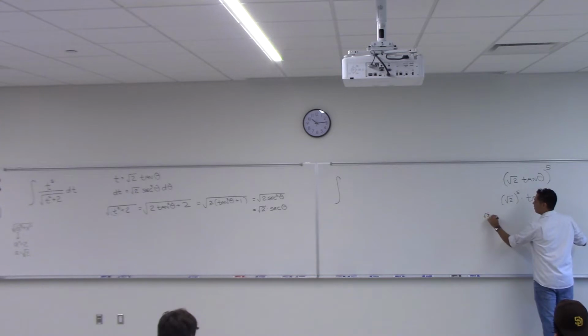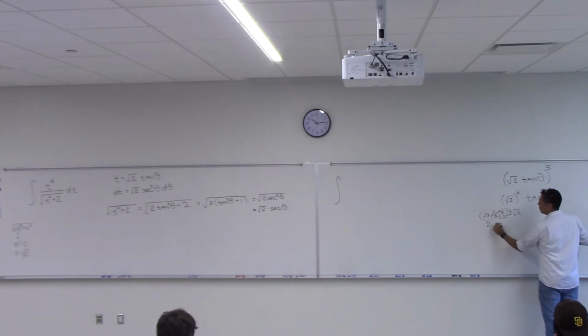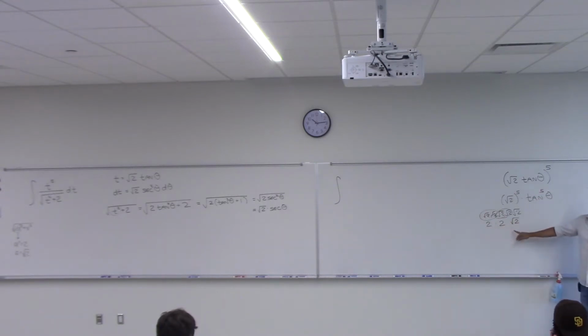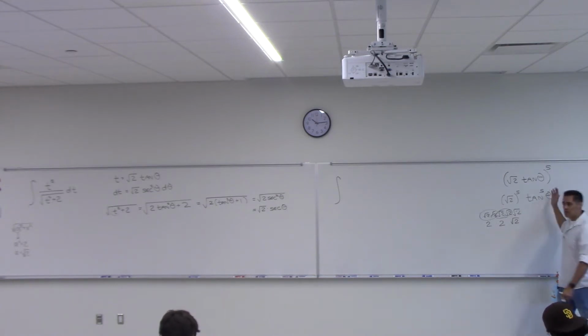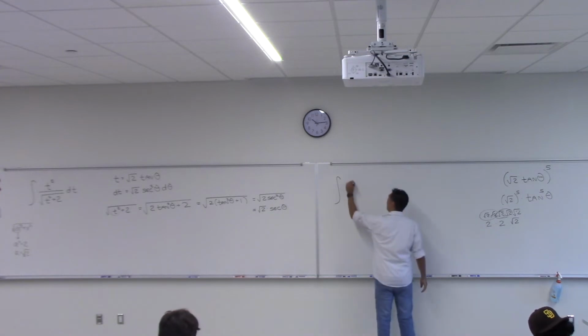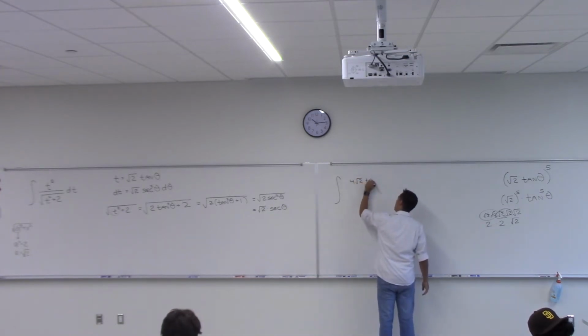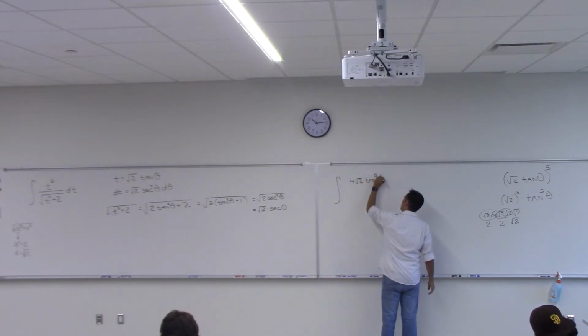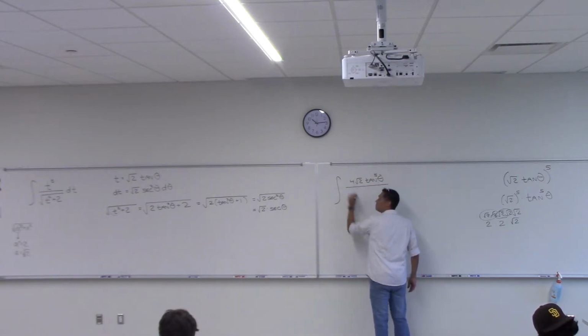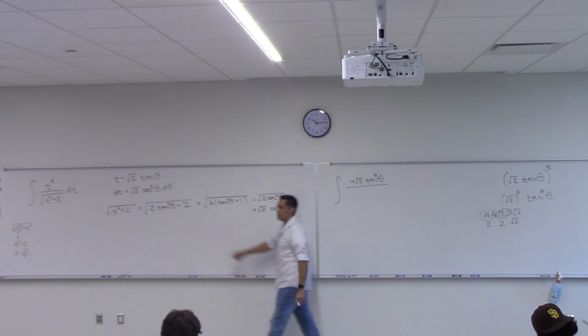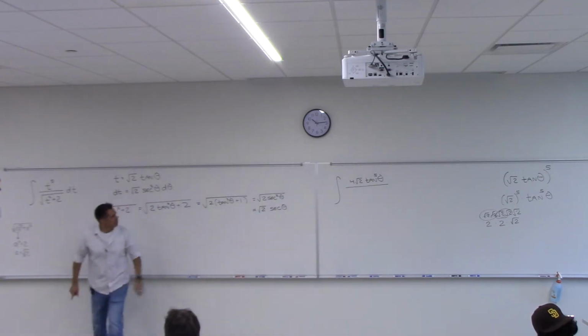So think about those two together are 2, those two together are 2, and then root 2. So that's going to turn into 4 root 2, and then tangent to the 5th. So that's what is on top: 4 root 2 tangent to the 5th theta. Questions? That's what t to the 5th is?